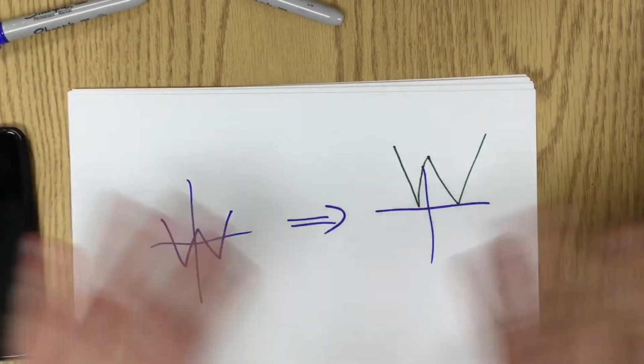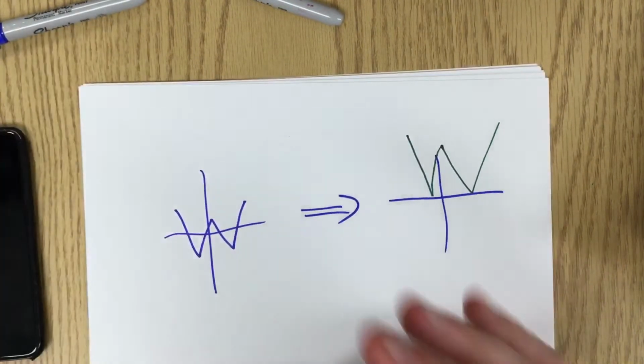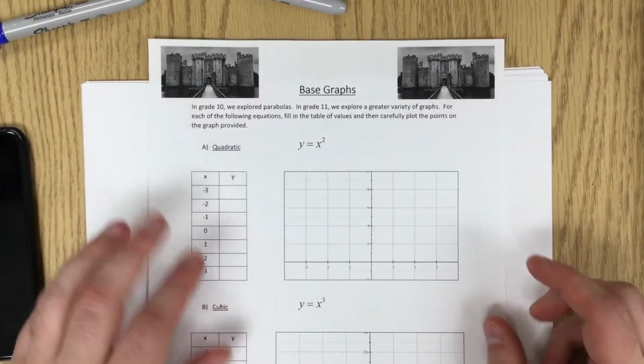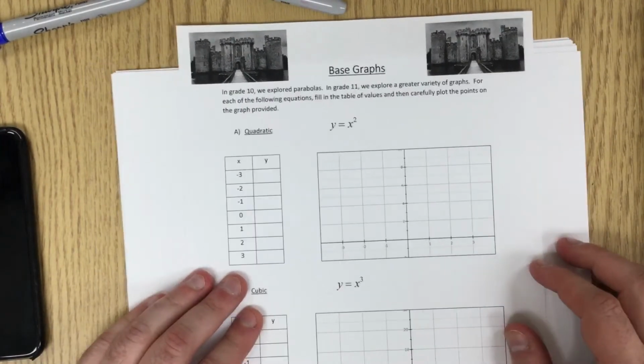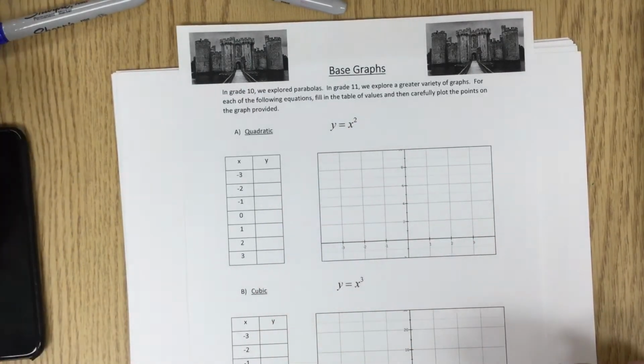But in order to be able to do transformations, we have to know what our starting graphs look like. They're not going to be weird shapes like that. They're going to be some regular ones. So I have a graph here to help me out. I'm going to be doing it on some grids, so you could either watch this or do it yourself. So let's do this one first. This is going to be a quadratic, and I'm going to be graphing y equals x squared. The way I graph that is I need to fill in the table of values.